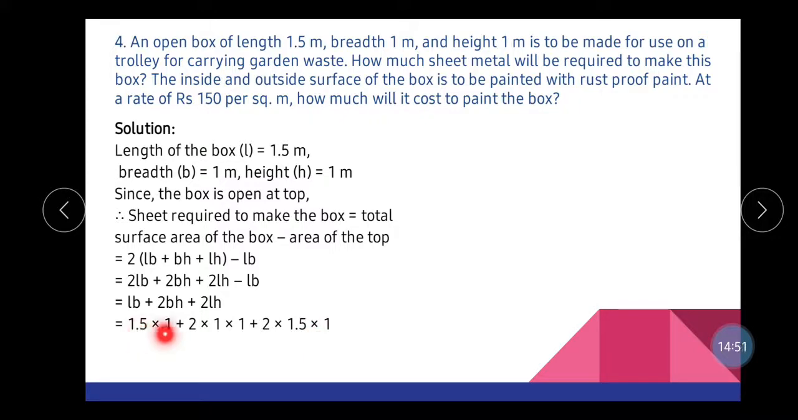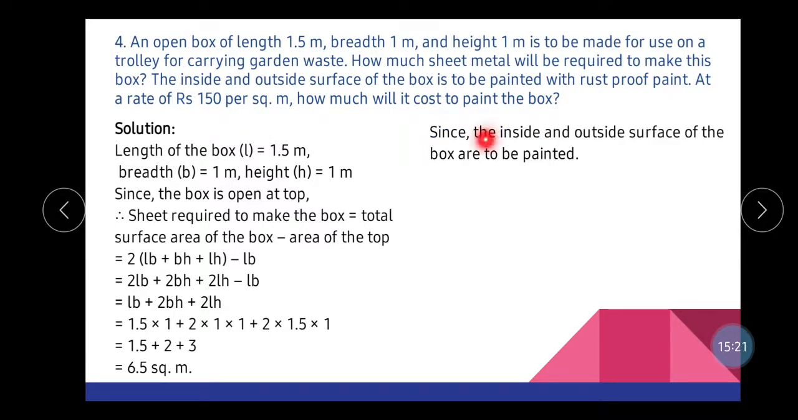First we will be solving 1.5 into 1. That will give us 1.5. 2 into 1 into 1 we will get 2. 2 into 1.5 into 1 we will get 3. Adding up 1.5 plus 2 plus 3 we get 6.5 square meter. Therefore 6.5 square meter sheet is required.